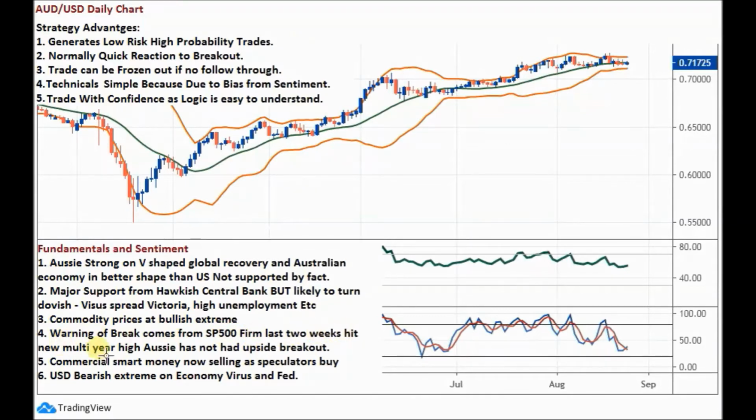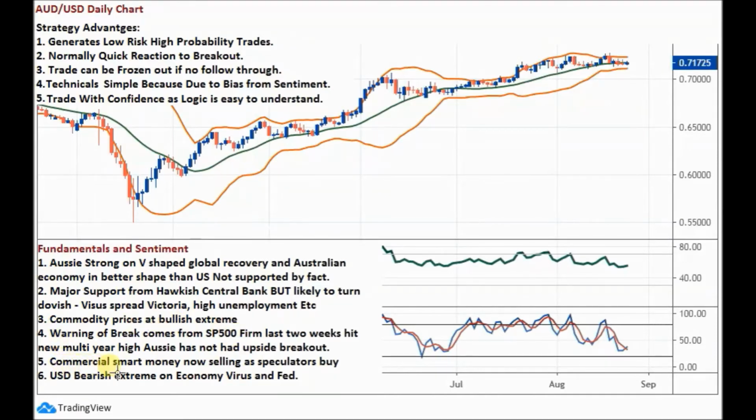Okay, it actually hit a new multi-year high. The Aussie has not had an upside breakout. The Aussie here is very correlated with the S&P. The charts next to each other, until recently, almost looked the same. But look, we haven't broken up, and you've got just four very low volatility candles. I think that S&P AUD correlation breaking down is significant.